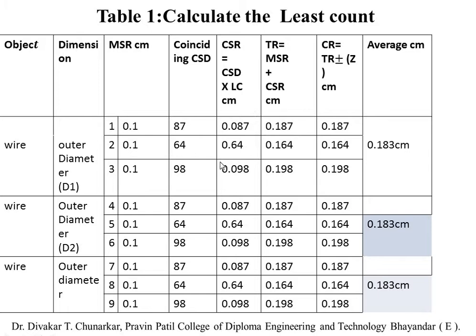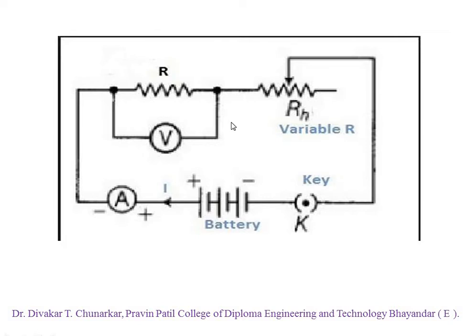Then this observation table. This is the circuit diagram of Ohm's law. R is the resistance, V is the voltmeter. The voltmeter is connected across the resistance. The resistance has two terminals. The first terminal is connected to the voltmeter, and the second terminal is also connected to the voltmeter, in positive and negative. You can consider any one positive and any one negative, or on the instrument there is a marking for negative or positive sign.